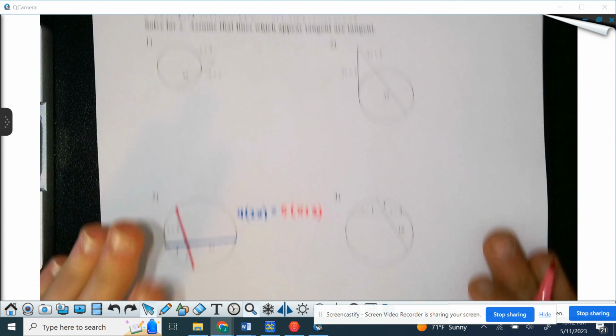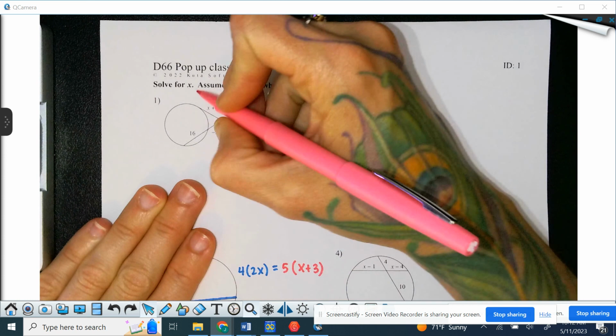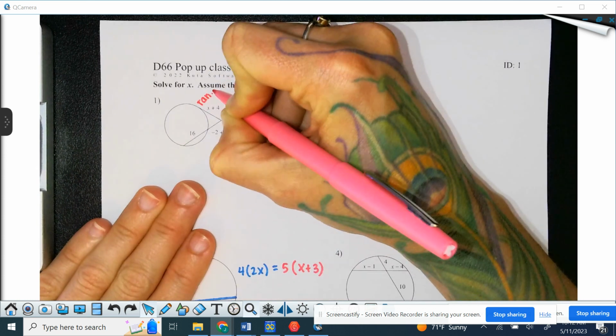Number 1. So this is a tangent, and this is a secant.